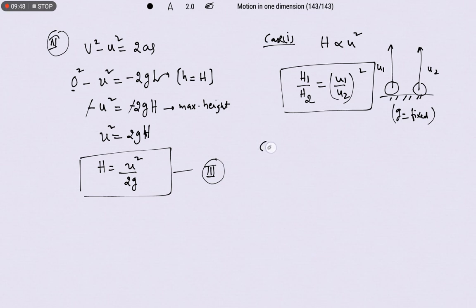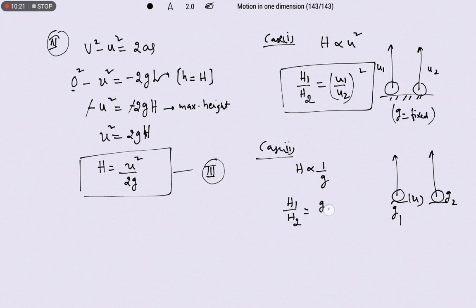Now let us take one more case. If we are throwing two objects from two different places. At place 1 the acceleration due to gravity is g1, at place 2 the acceleration due to gravity is g2. So with the same initial velocity we are throwing both the bodies. Then the maximum height reached by the bodies is inversely proportional to acceleration due to gravity. Therefore h1 by h2 we are going to write as g2 by g1.